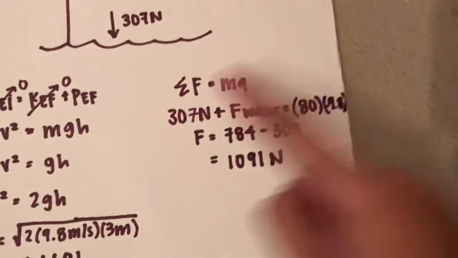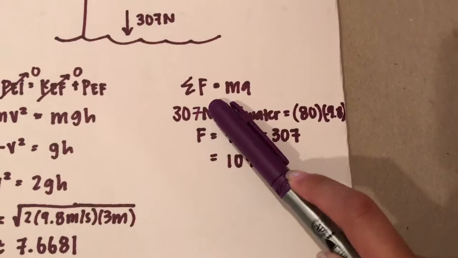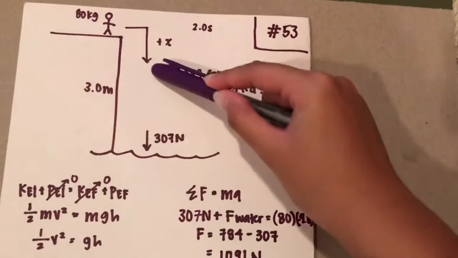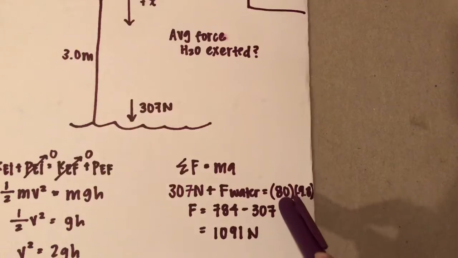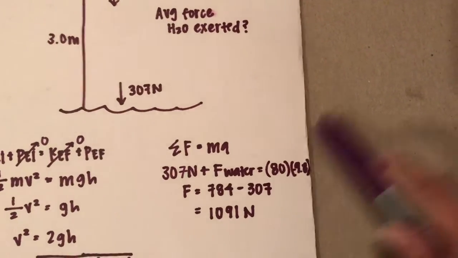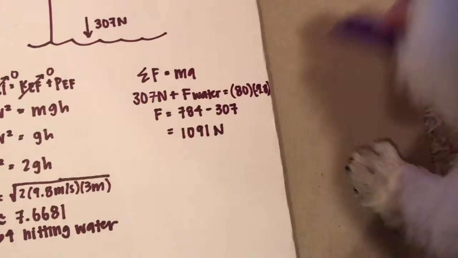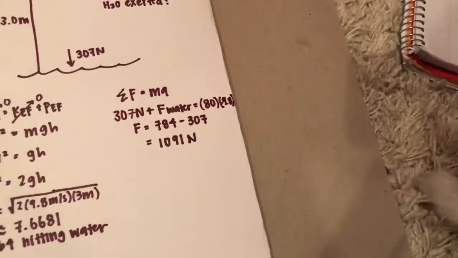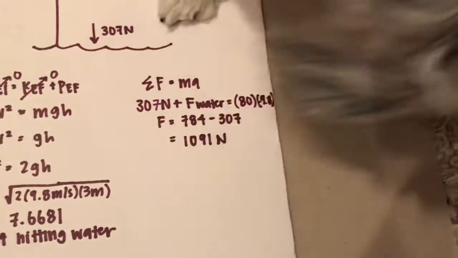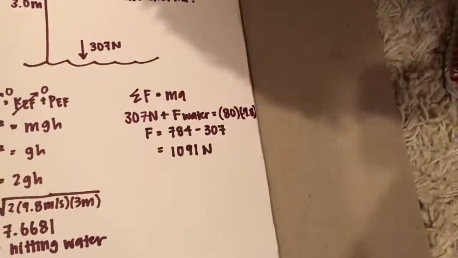So we can use the sum of forces to determine that force is equal to ma, and since this is marked as positive, we have 307 newtons plus the force of the water equals mass, 80 kilograms, times acceleration. By doing that, we get 784 as this value and 307 right here. But to find the force of the water, we subtract 307 newtons.